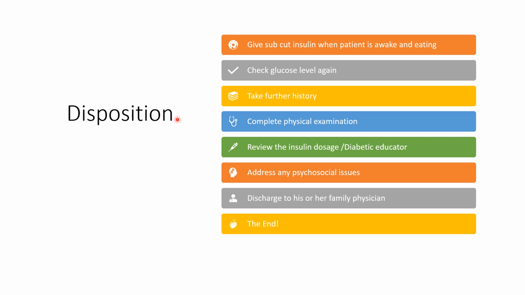Okay, disposition. And someone is asking, how do you mean? Well, simply saying how, when, and to whom are we going to discharge this patient? So, we will not just send this patient home just like that. Oh, in coma, now back. Okay, bye. See you again or don't see you again. No. We will continue to give subcutaneous insulin when the patient is awake and eating. Then, we'll check the glucose level again to know what the value is right now.